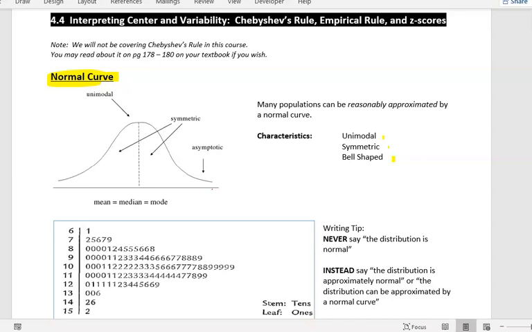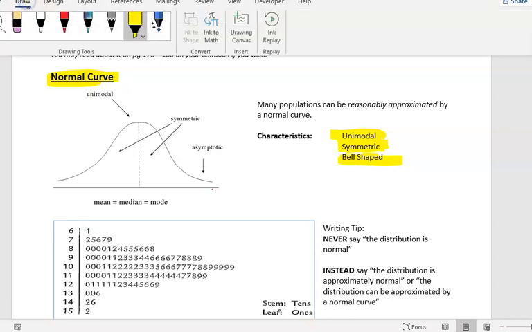Section 4.4 is about a normal distribution, or in other words, a special kind of numerical data that shows up. It is unimodal, symmetric, and bell-shaped. Many populations can be reasonably approximated by a normal curve, and a lot of times we're going to have a numeric variable that is continuous. So pretty much anything that you can measure on a continuous numerical distribution gives us the possibility to have this sort of shape, unimodal, bell shape.